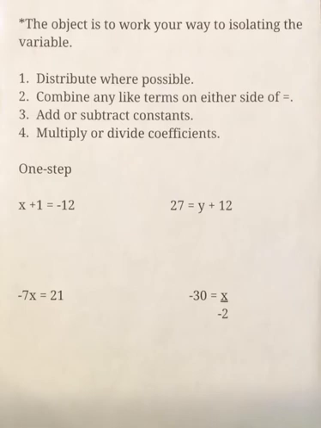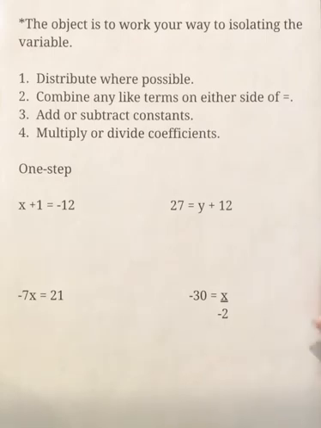Then you start to add and subtract any constants that you have, because the way you're going to get rid of those is to do the opposite. And then finally, if your variable has a coefficient, a number that's kind of stuck right to it, so to speak, you eliminate those coefficients with multiplication or division.